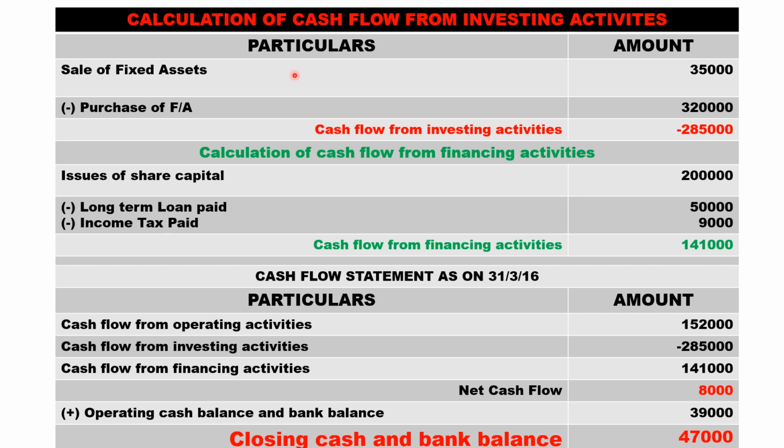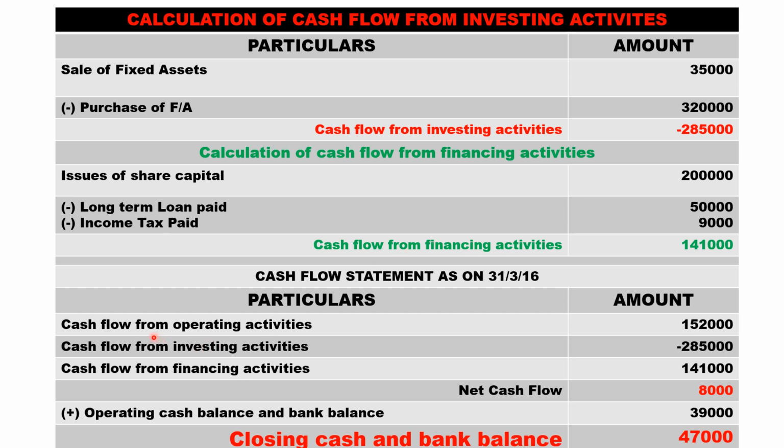So calculation of cash flow from investing activities. We have sale of fixed asset, that is plant 35,000, less purchase of fixed asset, which we got in the fixed asset account, 3,20,000. So you get an answer of minus 2,85,000. This is called cash flow from investing activity. Next, calculation of cash flow from finance activity. We have issue of share capital 2 lakh, less long-term loan paid 50,000, less income tax paid 9,000. So you get 1,41,000.